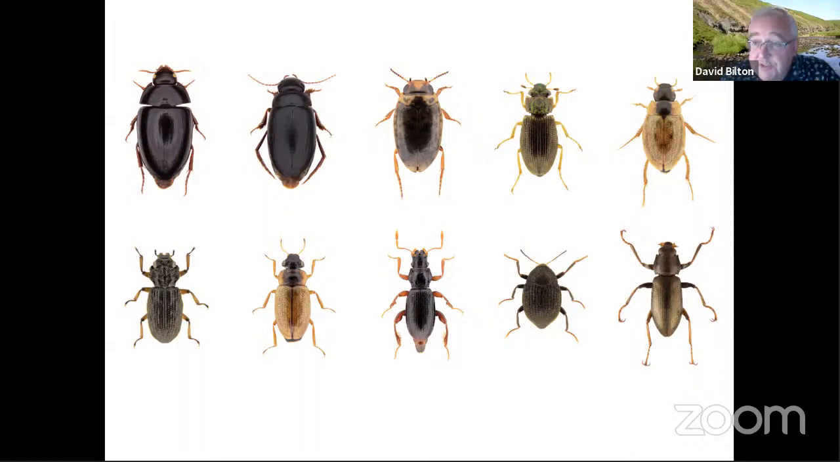Obviously, the better known the fauna is, the easier it is to do this. But if you're looking at them at the species level, they can be really sensitive indicators of conditions within waters, and the type of water, even the age of some of these habitats. You can get a handle on that from a study of their water beetle fauna.